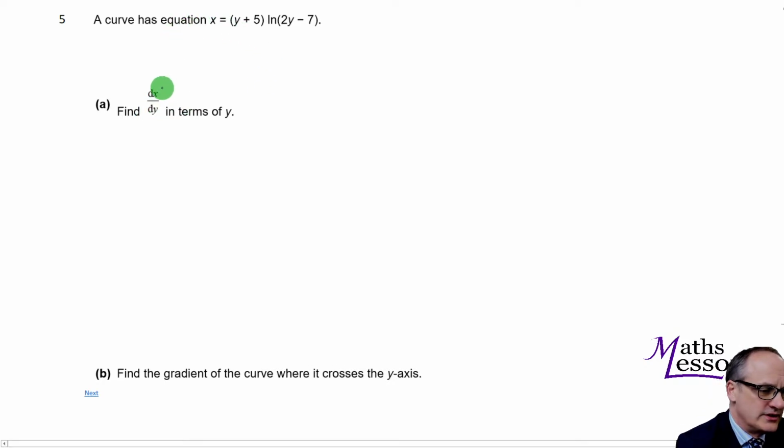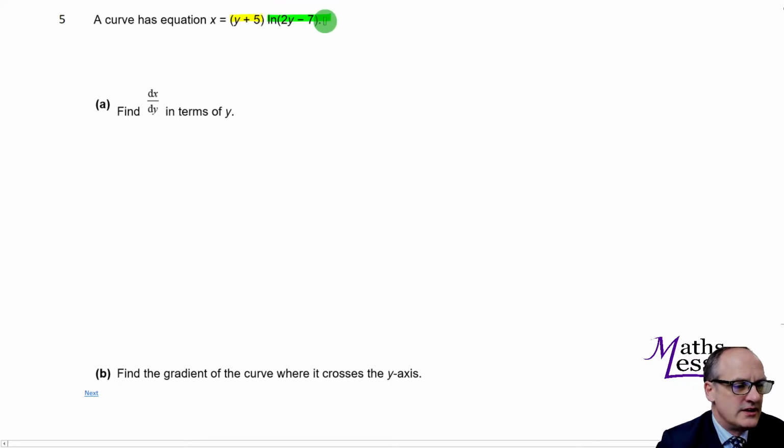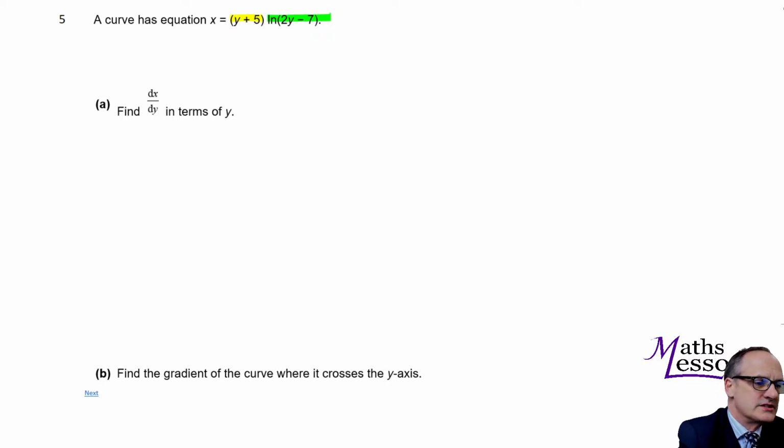We're going to differentiate. Now this has been written as x in terms of y, and you want to find dx by dy. So we've got a product rule. We've got two things, this times by this function. So you've got y plus 5 times natural log of 2y minus 7. So we're going to use the product rule: the derivative of this times this, plus the derivative of this times this.